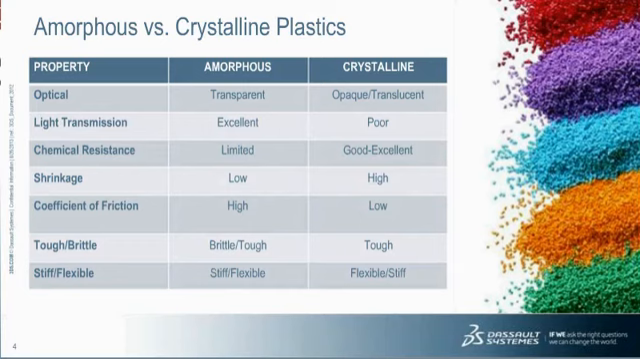So for example, amorphous materials, because they're transparent in their natural state, have very good optical properties. You'll see them used in lens applications like automotive taillight lenses, eyeglass lenses, magnifying lenses, etc. Whereas crystalline materials are typically opaque or translucent in their natural state. So of course, light transmission in amorphous materials is excellent, not so good in crystalline materials. Crystalline materials have excellent chemical resistance. Both of these materials will shrink in the injection molding process, more so with crystalline materials. So you can see that there are just some important differences to understand between the two basic groups of thermoplastics.